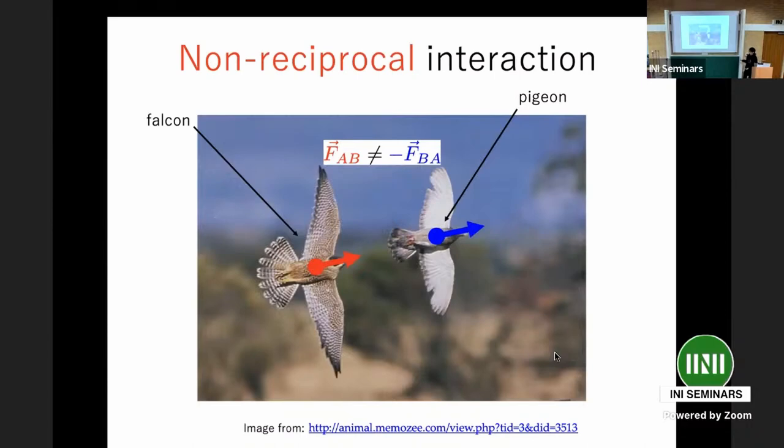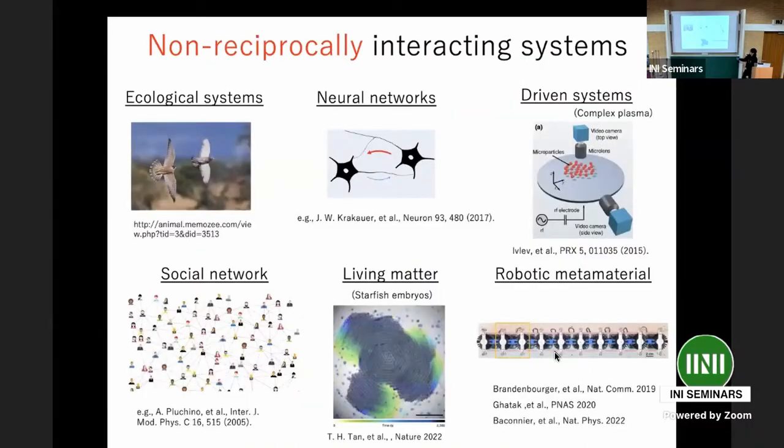And you can see this in a very broad context of systems outside of ecological systems. It's known that neural networks are composed of what are called excitatory and inhibitory neurons, which are known to interact non-reciprocally. In living matter, it was recently shown in starfish embryos that collective phenomena that can only be induced by non-reciprocal interaction can arise. And also, unfortunately, social networks are also non-reciprocal, because just because you like one guy doesn't really mean that the other guy likes you, unfortunately.